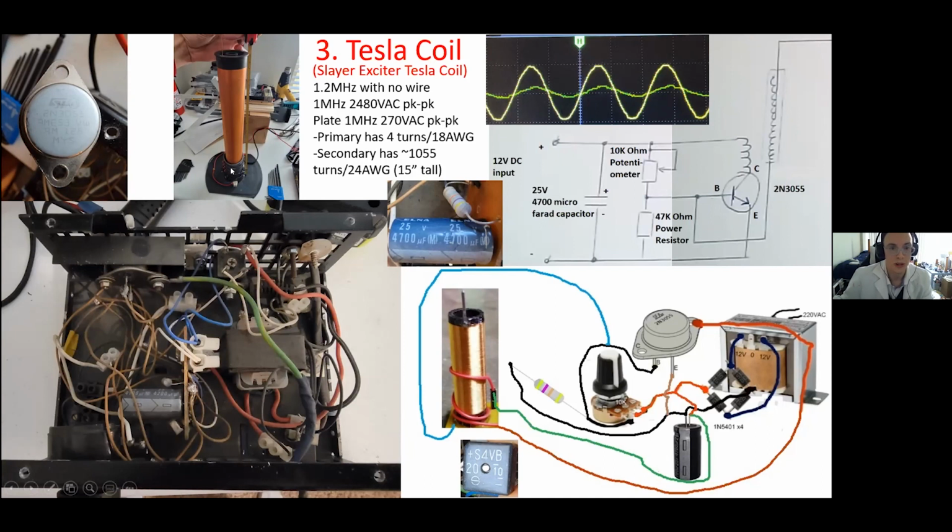So the primary on this Tesla coil has 4 turns at 18 American wire gauge. And the secondary has about 1,055 turns at 24 American wire gauge. And it is 15 inches tall. And this is the transistor he's using, the main component, which is a 2N3055.